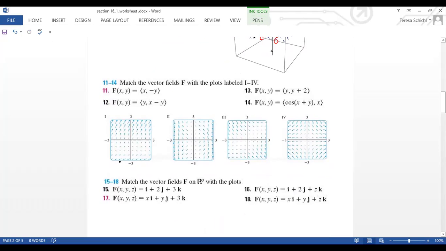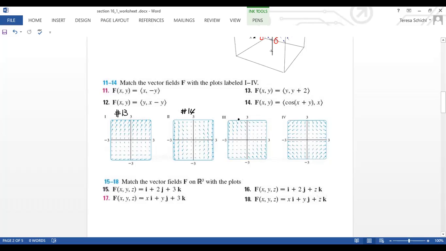So what I did here, for the first graph, I matched with number 13. So it's this one here. For the second graph, I matched with number 14 here. It's kind of like a cosine. They have like periodical patterns there.